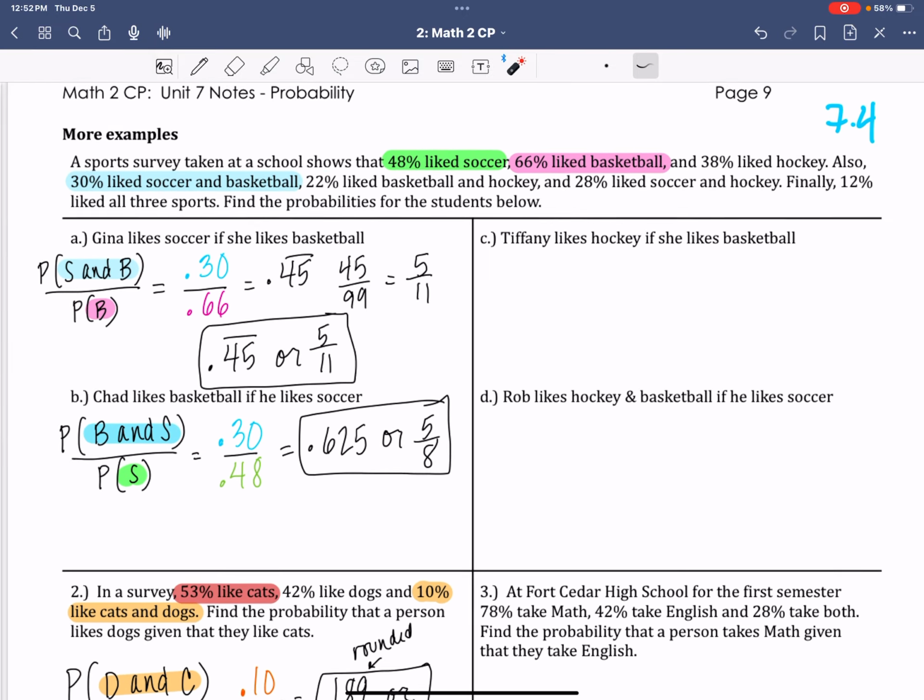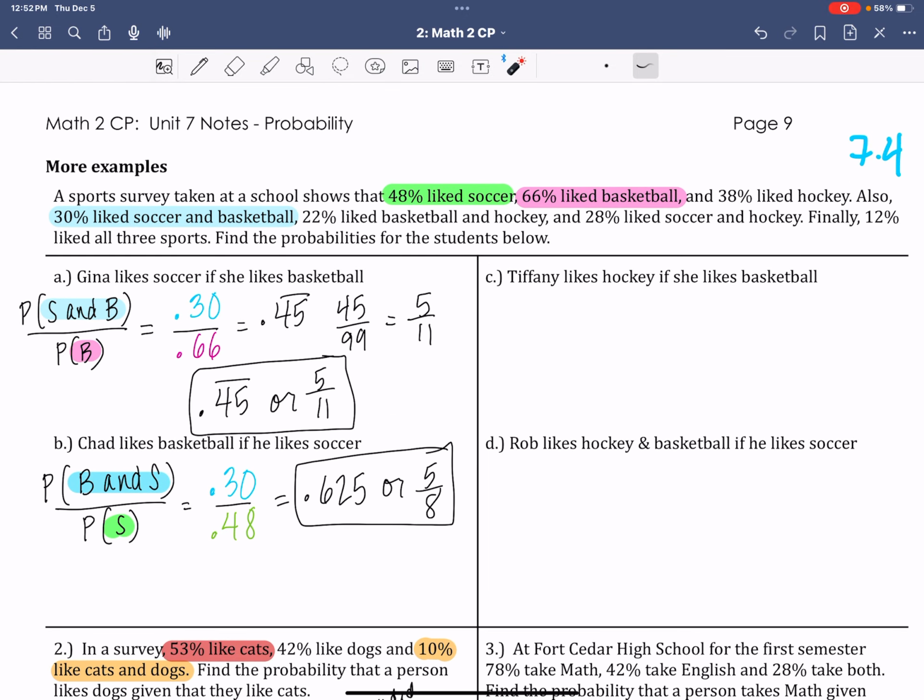Now let's look at this one. For this example, a survey taken at a school shows 48% liked soccer, 66% liked basketball, and 38% liked hockey. Also, 30% liked soccer and basketball, 22% liked basketball and hockey, and 28% liked soccer and hockey. If you notice, there's some overlap here. Finally, 12% liked all 3 sports. So find the probabilities for the students below.